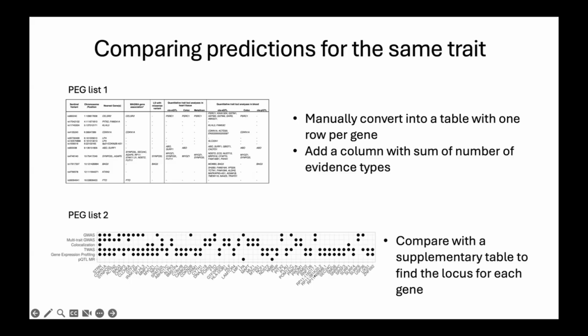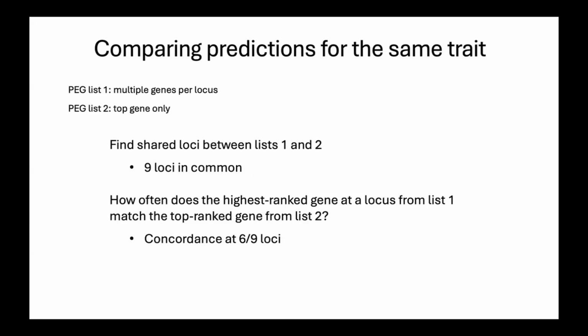Now, I should have said before that when you're comparing two different studies that are based on two different GWAS, of course you have to find the shared loci, because if a locus was found in one study and not another, there's no meaningful comparison. So I found the shared loci and wanted to see how concordant these lists were. These lists had 9 loci in common. And then I asked, how often is the highest ranked gene at a locus from the first list, which ranked multiple genes, the same as the top gene from the second list? And I found concordance at 6 out of 9 of these loci.